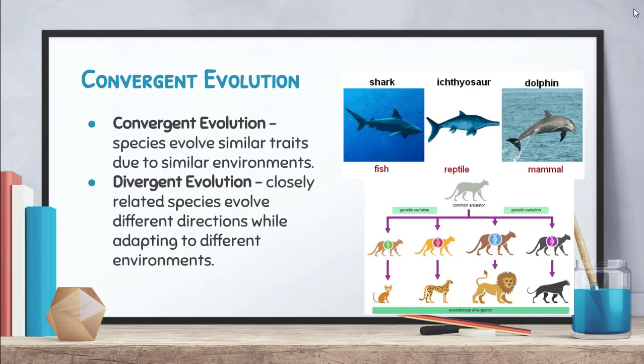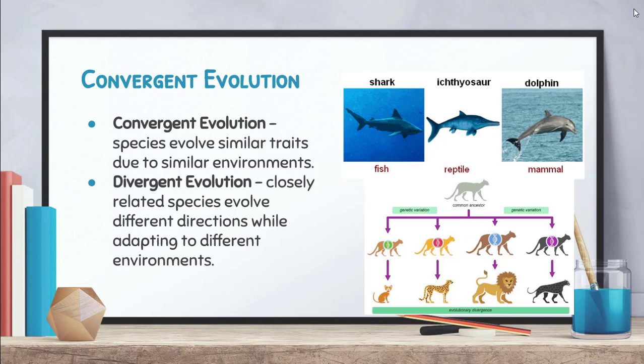The shark, the ichthyosaur, and the dolphin all have fins because they're well adapted to their environment. They're adapted to their environment because they have fins which allow them to swim. Yet as you can see, one is a reptile, one is a fish, and one is a mammal. So they come from very different backgrounds, so they don't really share common ancestry.